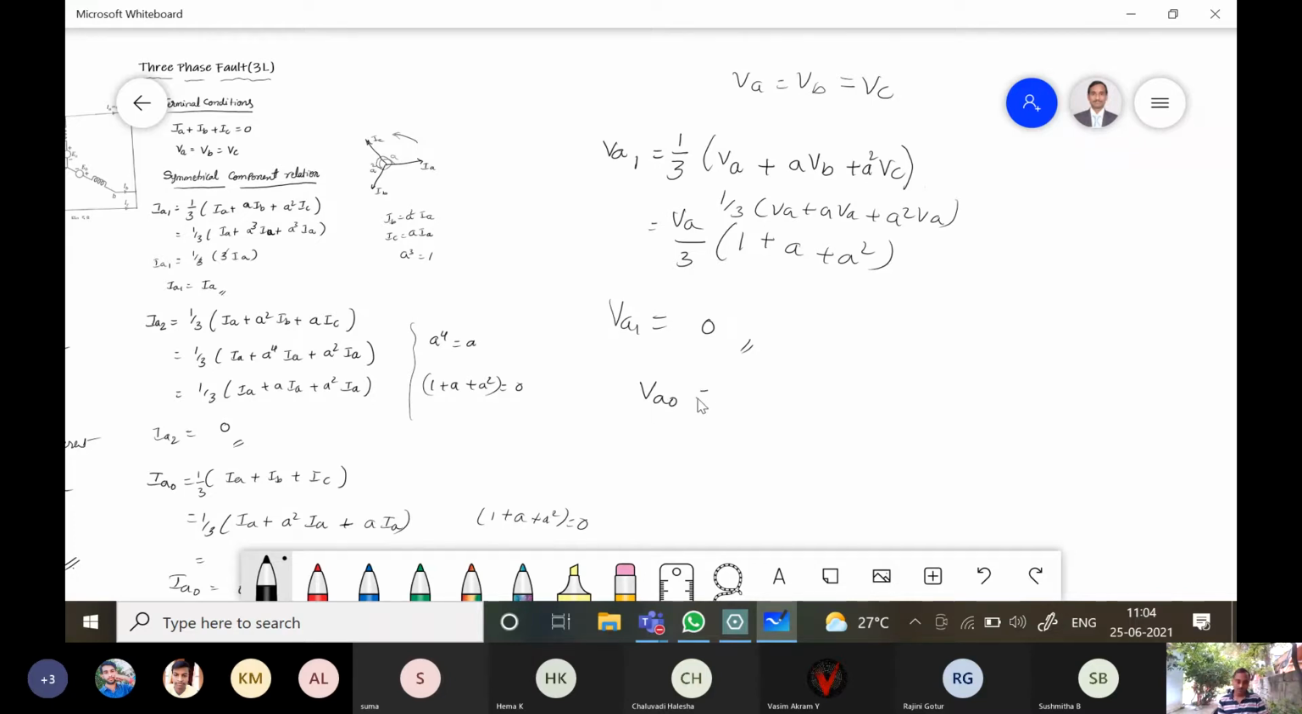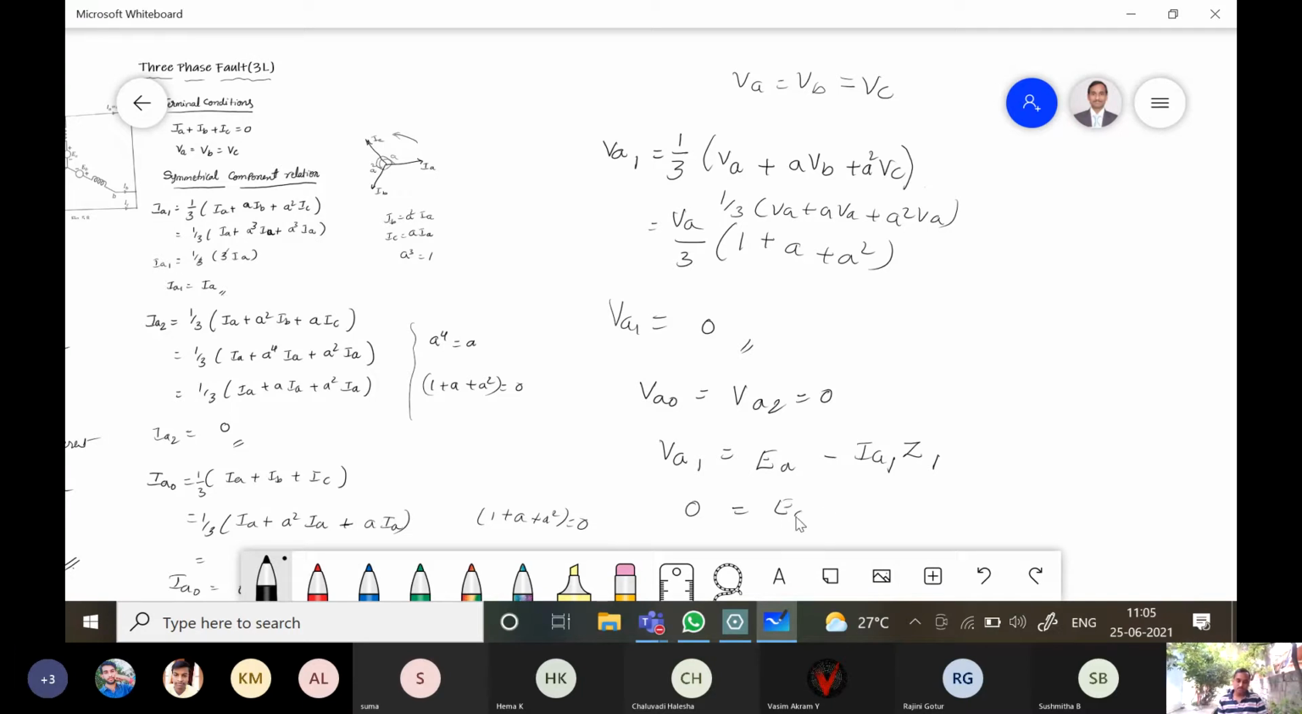VA0 is equal to VA2 is equal to 0. So therefore VA1 is equal to, from the diagram we can read VA1 is equal to EA minus IA1 into Z1. Okay, so VA1 is 0.